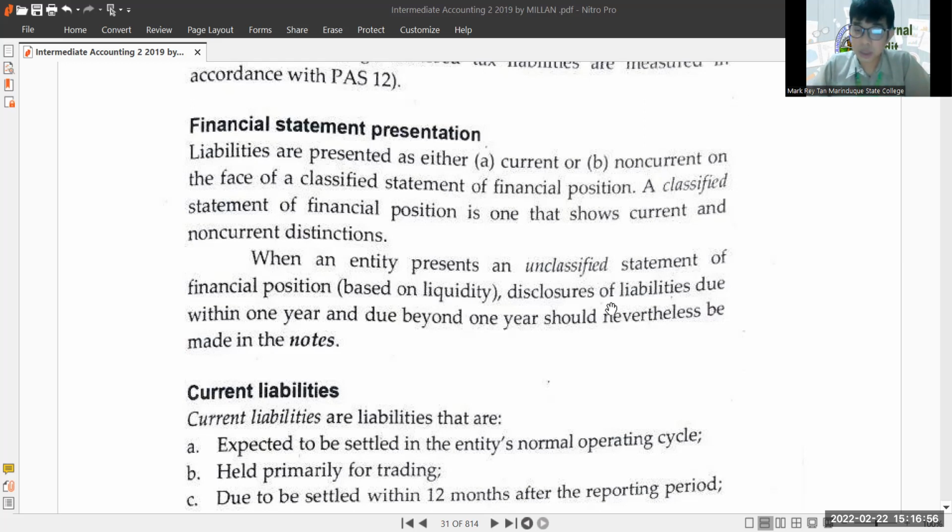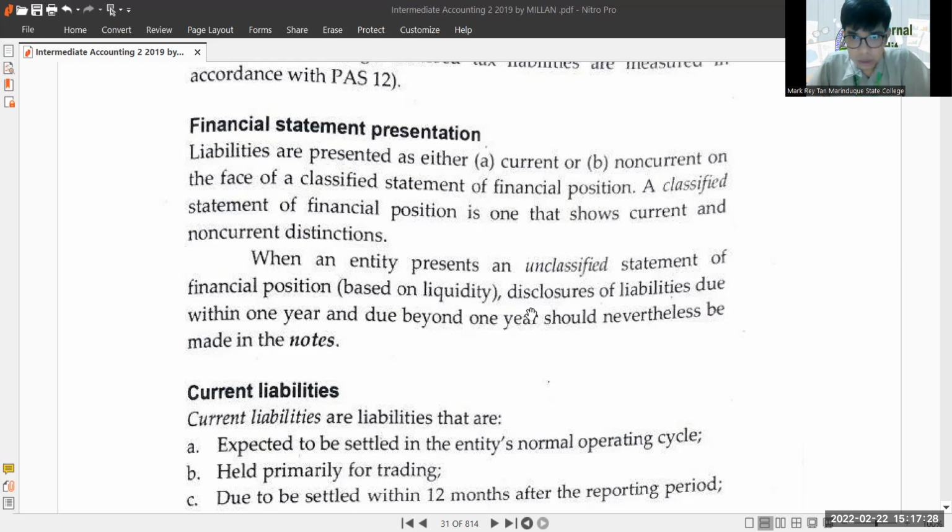Through this book, I just learned that the presentation of assets and liabilities based on current and non-current distinctions is called a classified statement of financial position. On the other hand, if the statement of financial position is presented based on liquidity, it is called unclassified. I don't know where the author got this, but this is additional information for all of us. Okay?